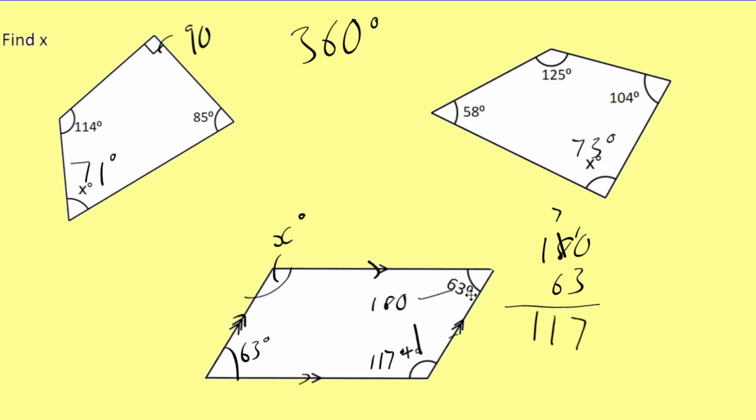If you want to do it a different way, you could do 63 and 63, take them from 360, and then divide that by 2, and you would still get 117 degrees. So that's for our quadrilaterals.